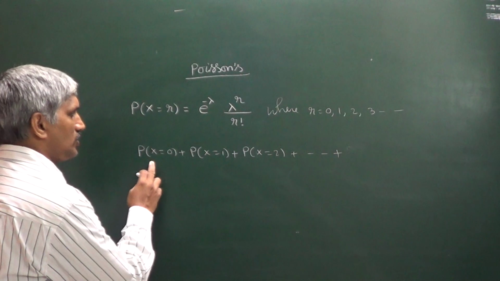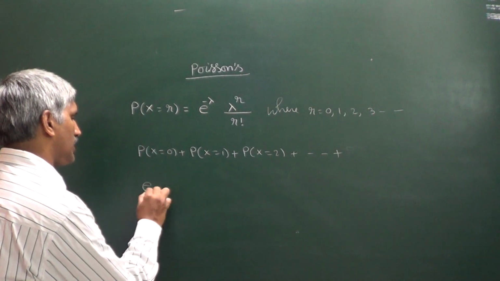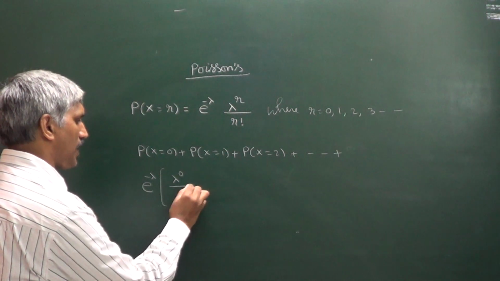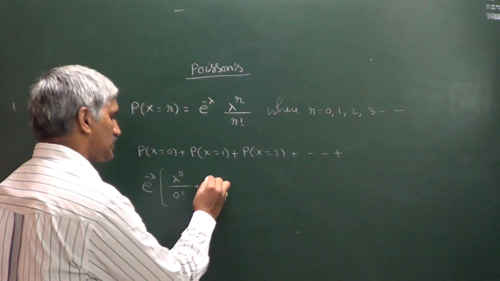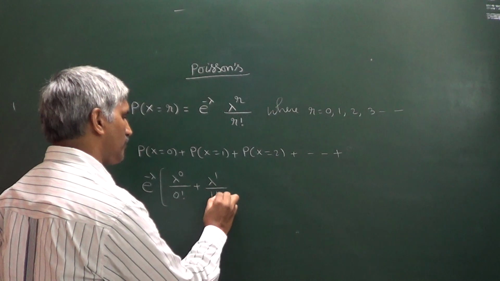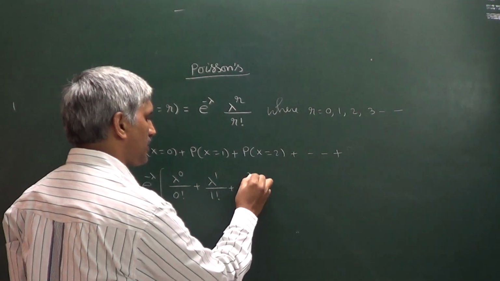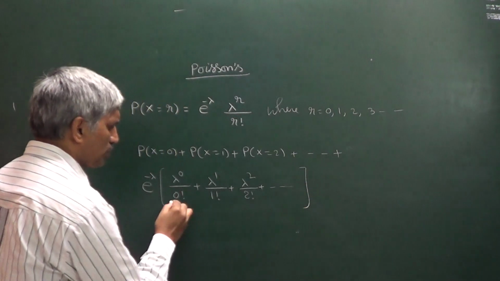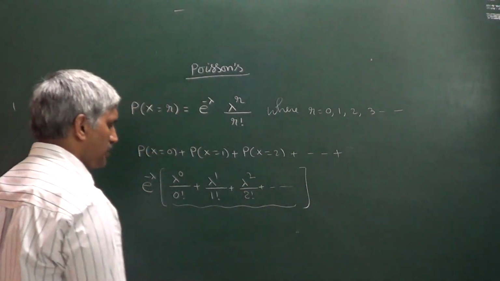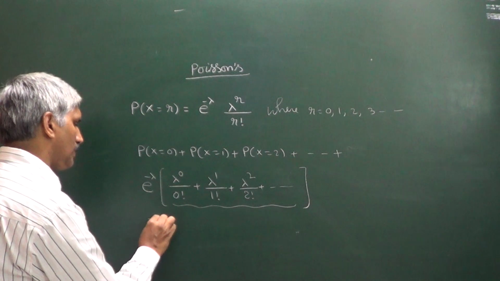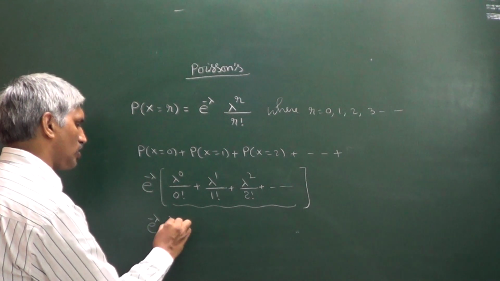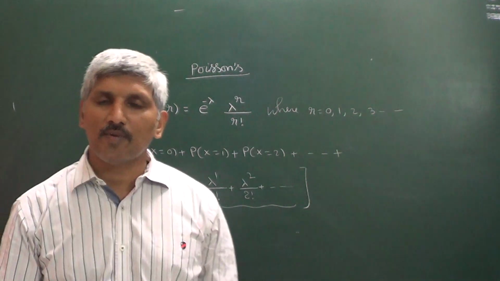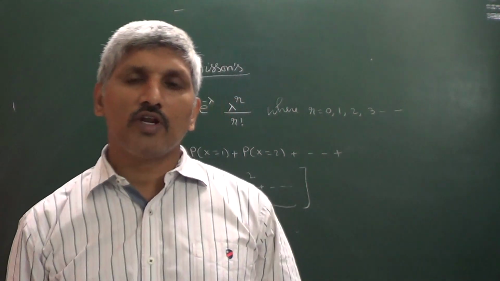If you take e power minus lambda common, then we will get lambda power 0 divided by 0 factorial plus lambda power 1 divided by 1 factorial plus lambda square divided by 2 factorial and so on. Now this is nothing but the expansion of e to the power of lambda. So e power minus lambda into e to the power of lambda gives e power 0 equals 1. So the sum of the probabilities also you will get 1.